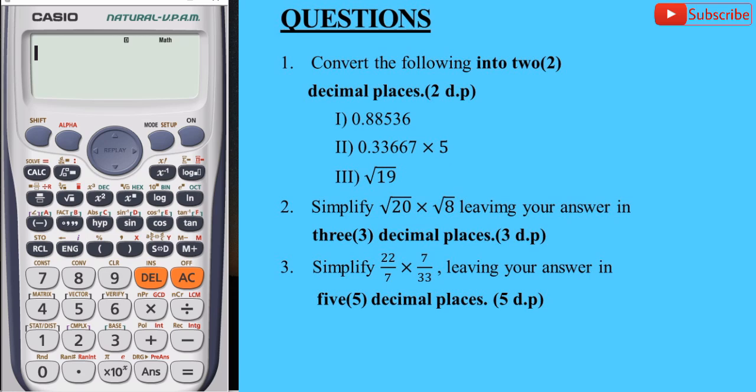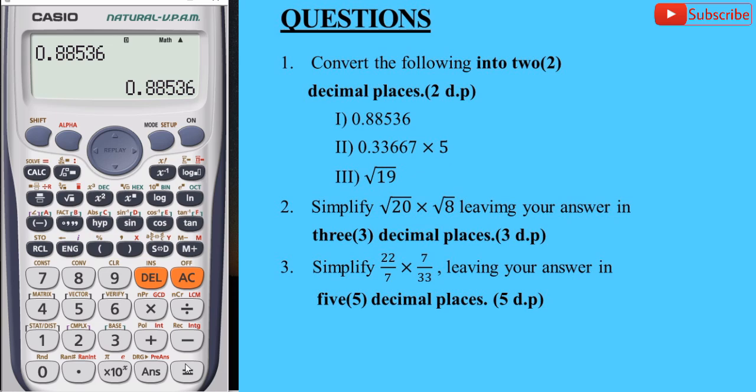So what I have to do first is to enter the decimal into the calculator. So we have 0.88536. I enter that into the calculator, and afterwards, I tap on my equal to sign. So we have 0.88536. And I want to convert it into 2 decimal places. So how do I do that?